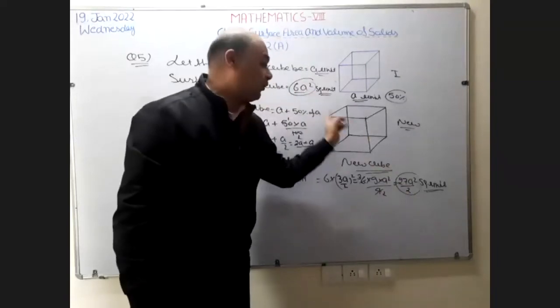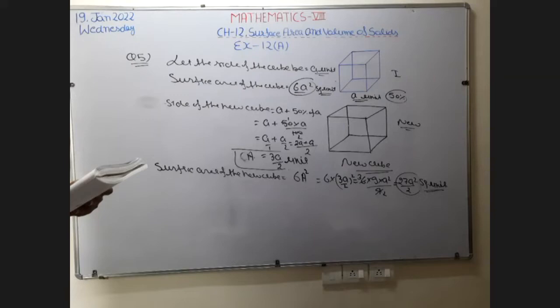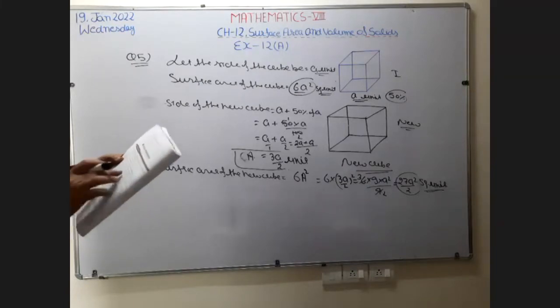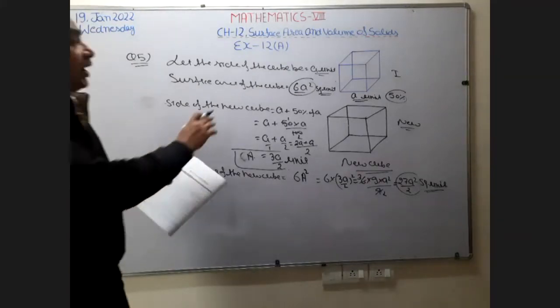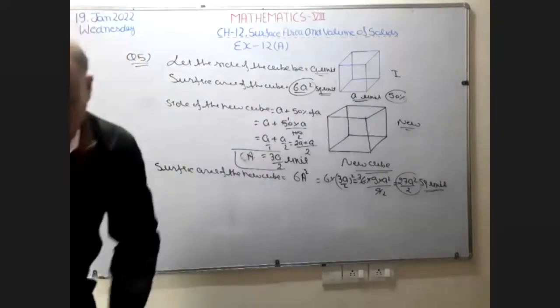Now I want to check the difference because in your question, check your question, what are you going to find? We are going to find the percentage increase. What is the percentage increase between both the surface areas of the cube?